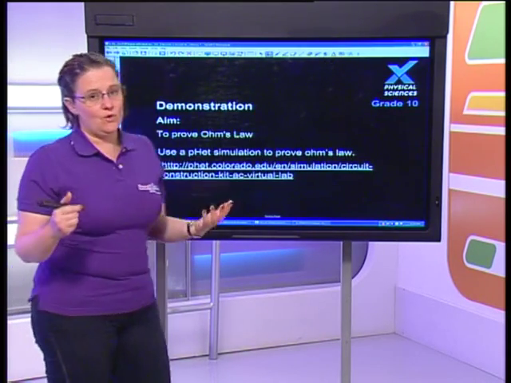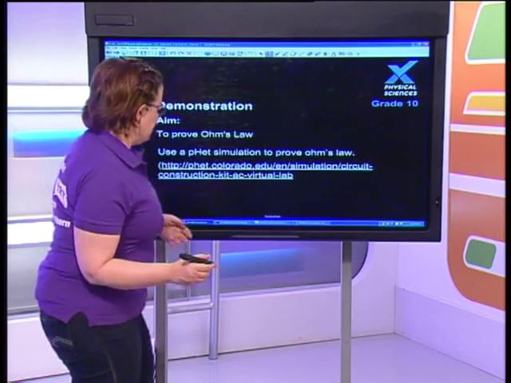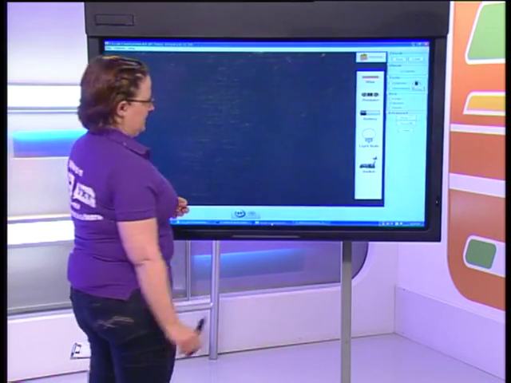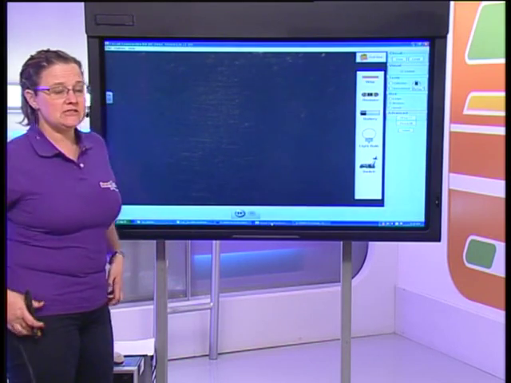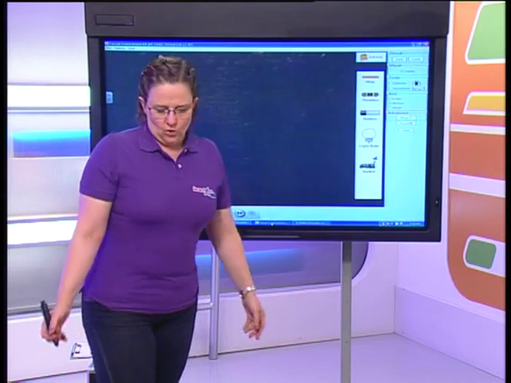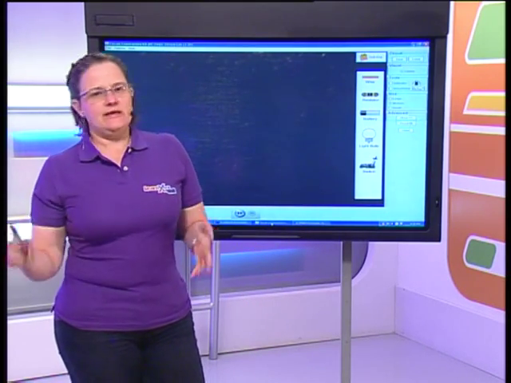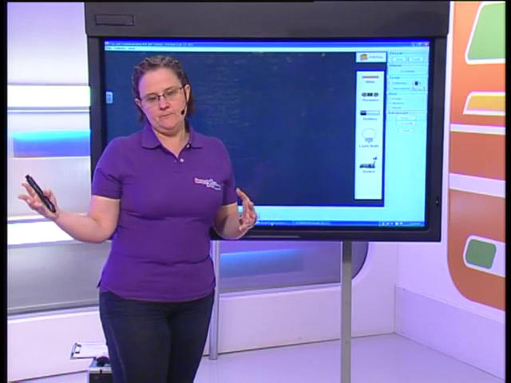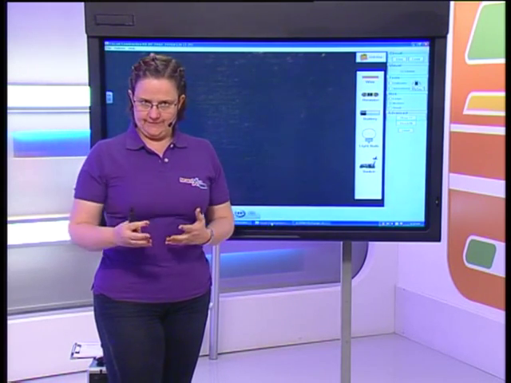Now, Ohm's law is phenomenal, okay? I absolutely love Ohm's law. We're going to do another simulation, also with PhET, we love it. And the link is actually in the notes. Ohm's law is looking at the relationship between potential difference, voltage, and current over a resistor, okay?